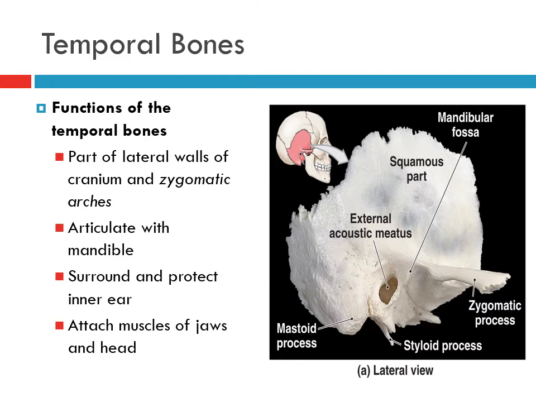All right, next is the temporal bone. The temporal bone has a bunch of stuff on it. The temporal bones make up the lateral walls of the cranium and the zygomatic arches. They are not included in the calvaria, so that's important. They articulate with the mandible. They are the only bone that articulates with the mandible, which is the lower jaw bone. They surround and protect the inner ear and attach muscles of the jaw and muscles of the head.